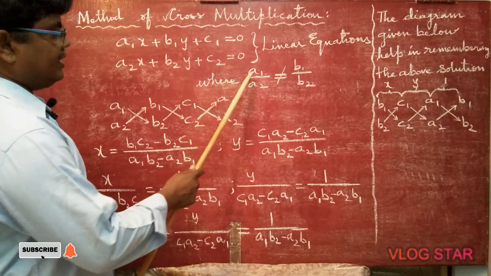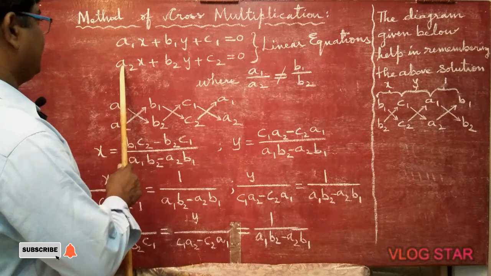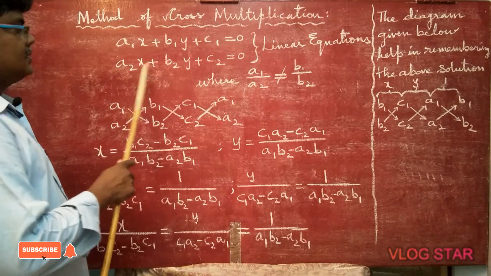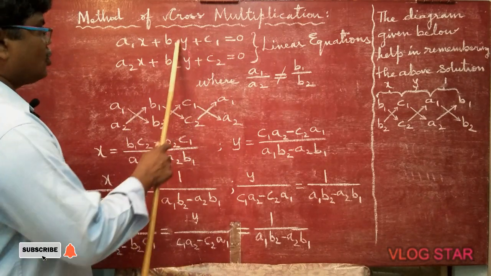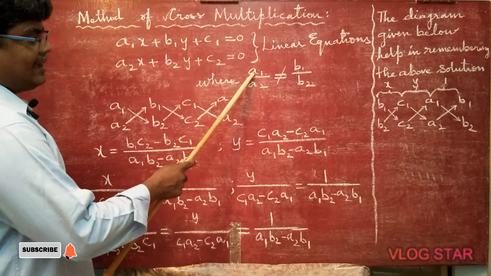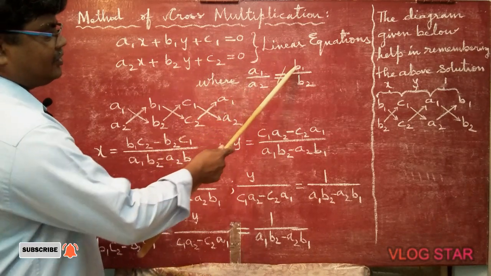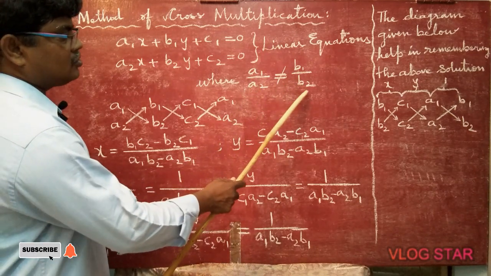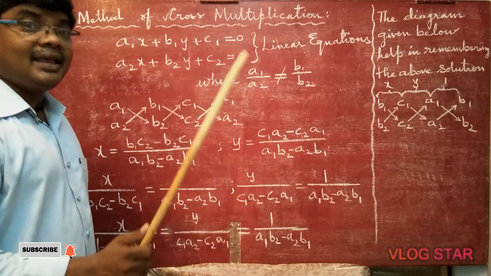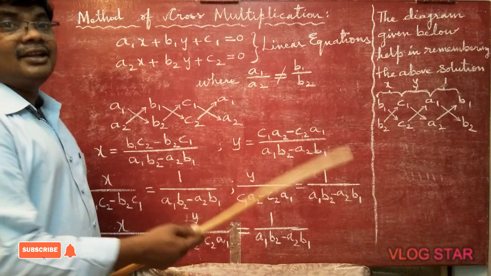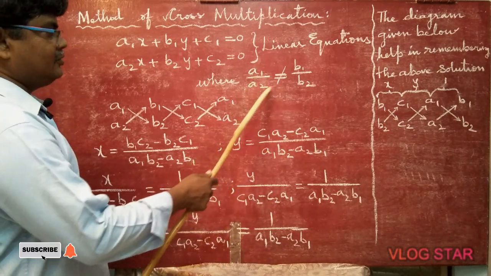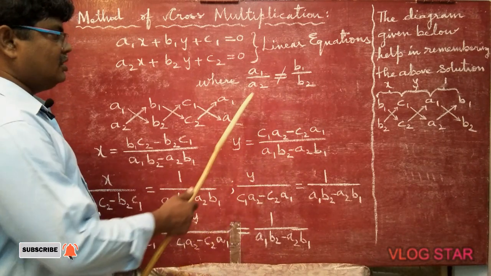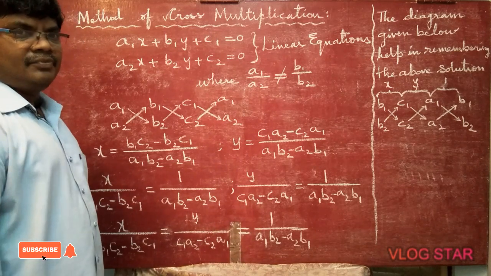There is a condition: a1 by a2. What are a1 and a2? These are the coefficients of x. And what are b1 and b2? Coefficients of y. So a1 by a2 should never be equal to b1 by b2. Why? If they are equal, it is not possible. Here 1 by 2 and this also 1 by 2. We can't solve. Both get cancelled, 0 comes. So it should not be equal. That is the condition you have to see.